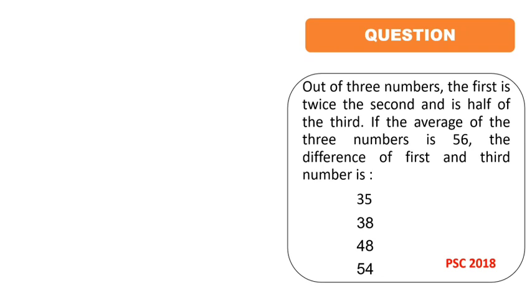Out of 3 numbers, the first is twice the second. So if I take the second number equal to x, then the first number will be equal to what? The first is twice the second, which means 2 times the second. I have taken the second number as x, so the first number will be 2 times x, that is 2x.